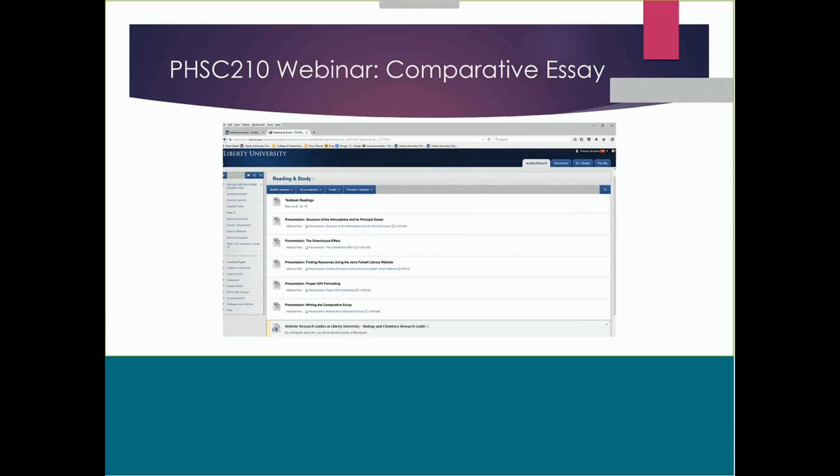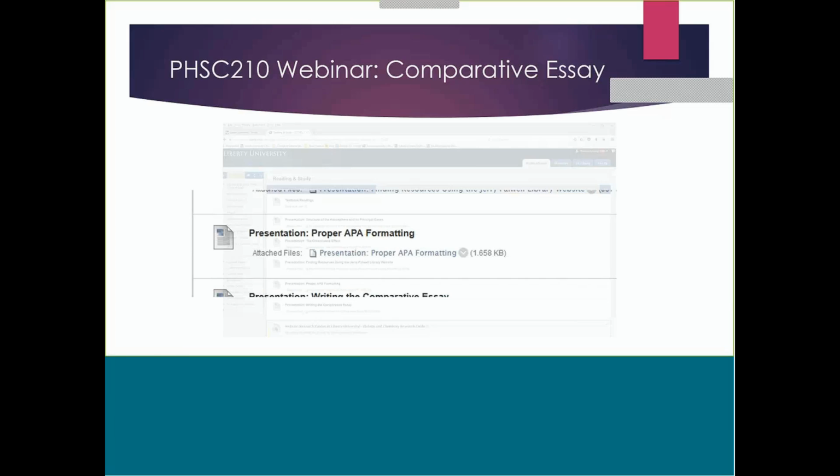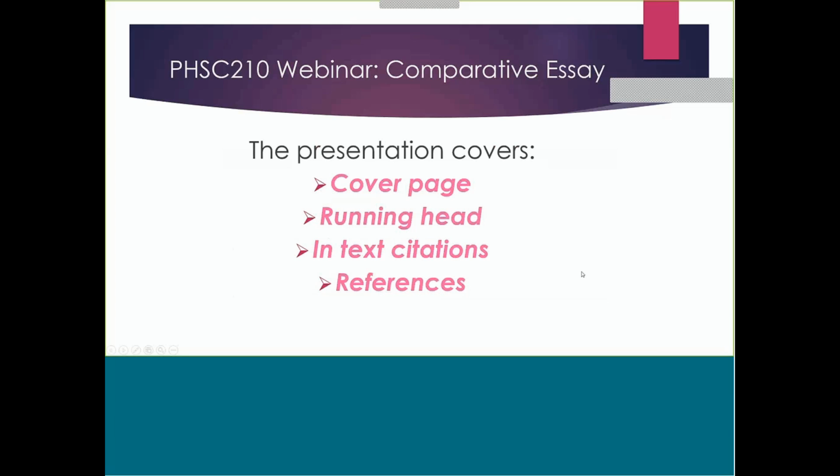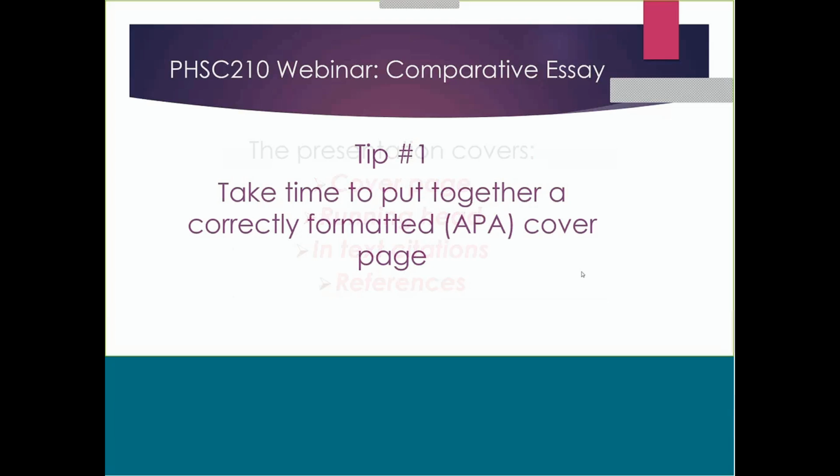So there it is. In the week that this assignment is given, there is proper APA formatting, and so that's the link to that presentation. I'm just going to briefly cover an outline of it. It covers making a correctly formatted cover page, how to put the running head at the top, correct formatting for in-text citations, and then also the correct formatting for your reference page.